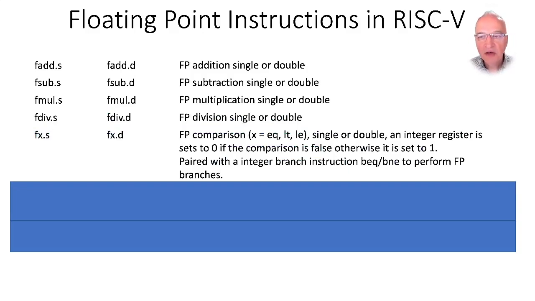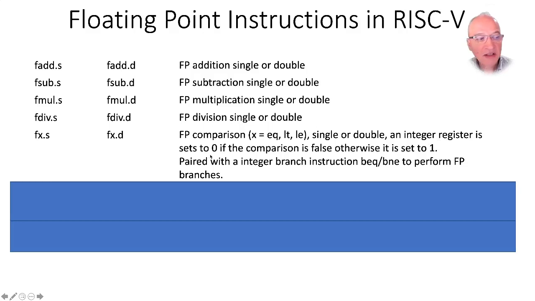The fx instruction is a comparison instruction. And the x in the fx here could be equal, less than, or less or equal than. So I have these three options for comparison. And this instruction can be single or double. So what I'm specifying here is 6 instructions actually, right? Single or double, and can be equal, less than, or less or equal than.